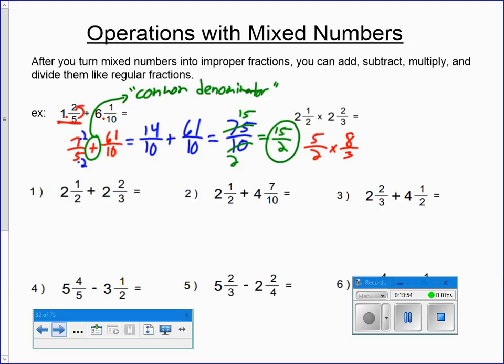Right now, this is fraction multiplication, so we can look for things like cross cancellation. So in this case, I can cancel 8 over 2, which is the same thing as 4 over 1. And I can multiply these numbers. 5 times 4 is 20. And 1 times 3 is 3.